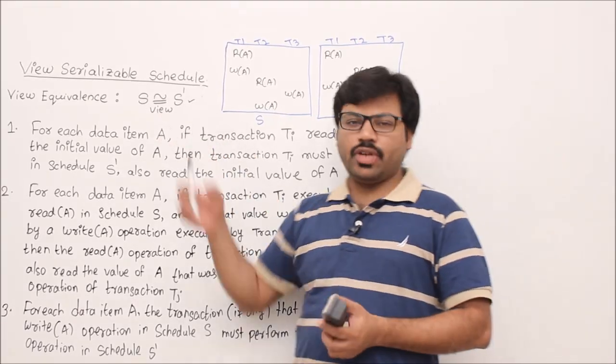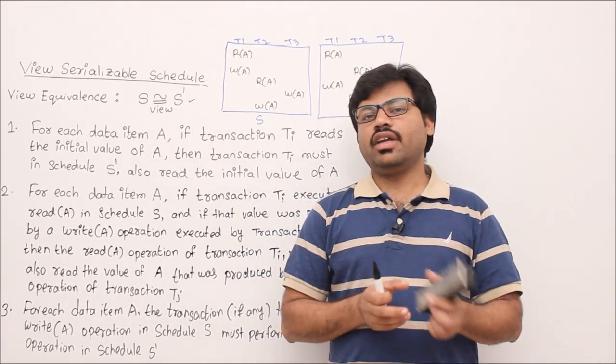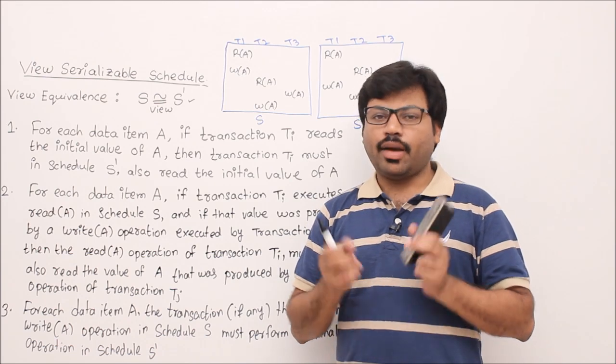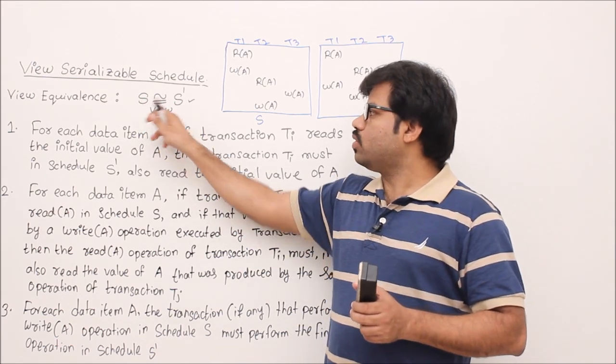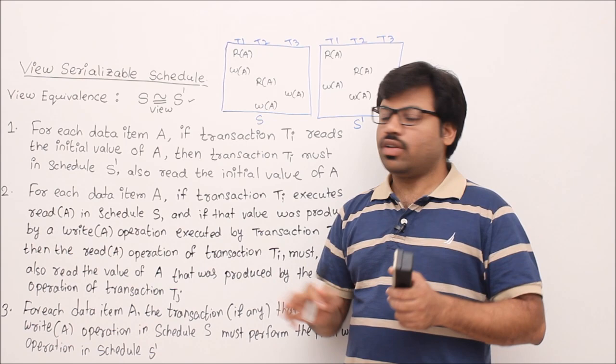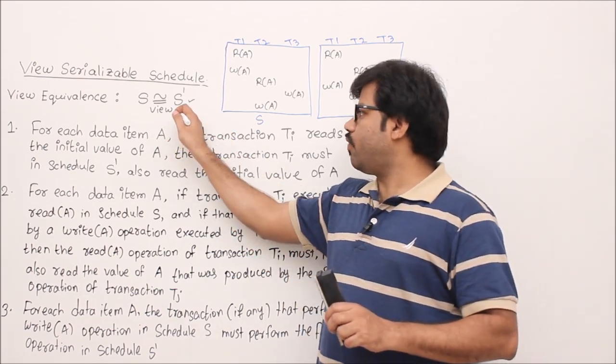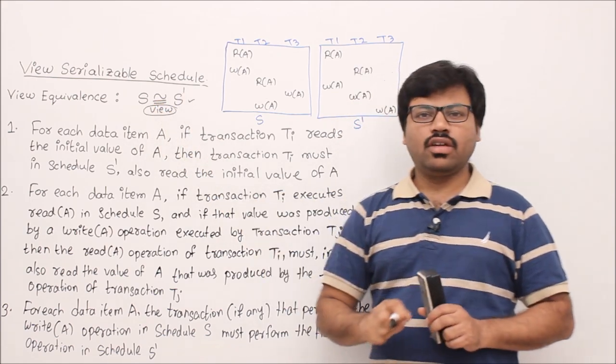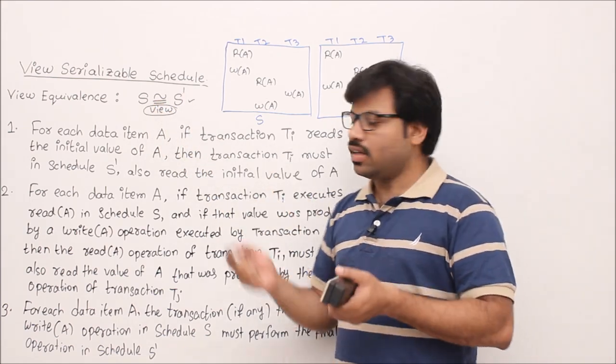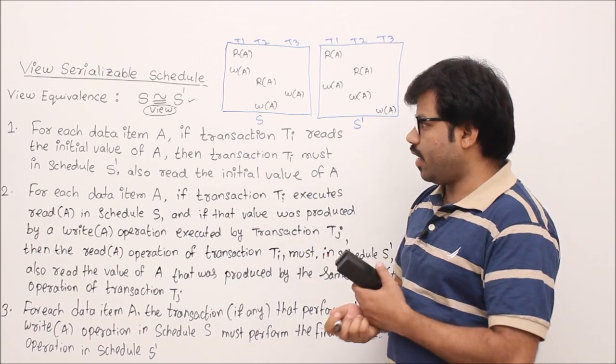Now we'll see view serializability. To understand view serializability, we should understand view equivalence first. I am going to prove that two schedules are view equivalent. That means their results are the same on the database. So according to the view definition, this is a different perception. We'll see how these view conditions are explained or otherwise defined.